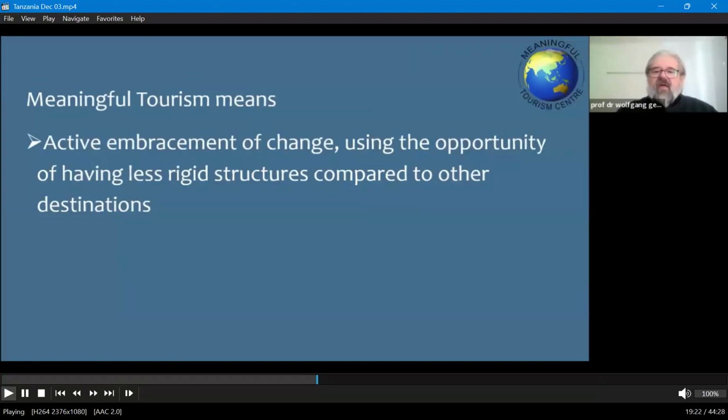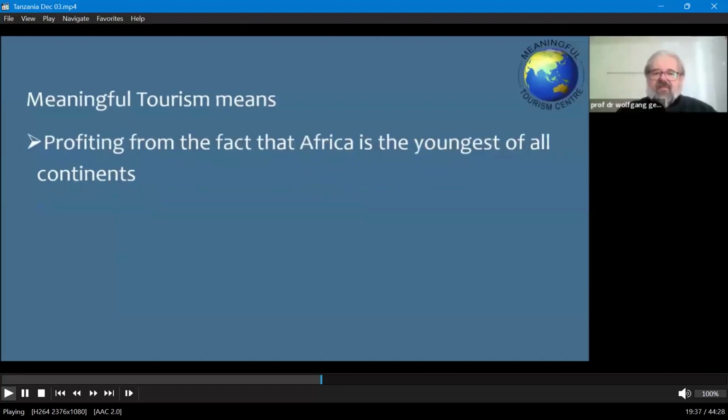And of course, Africa can have the advantage that you have less rigid structures compared to other destinations. So it might be easier to embrace new ideas. Because Africa is, of course, also the youngest of all continents, so you have so many bright young people who are willing to do something innovative and something new. This is a good opportunity. I've been working a lot with China, and I could see how this has helped. A few decades ago, the development in China was still a young society.